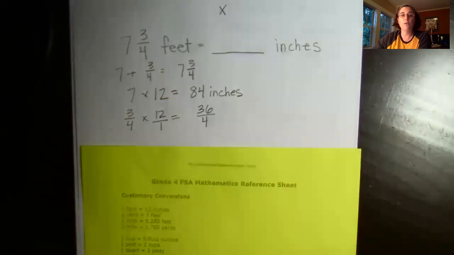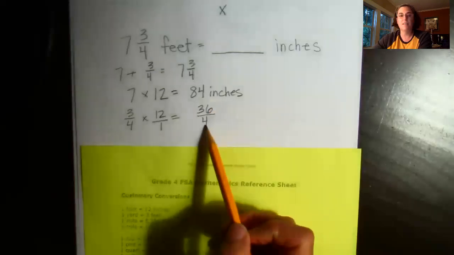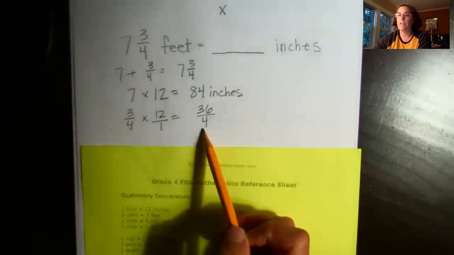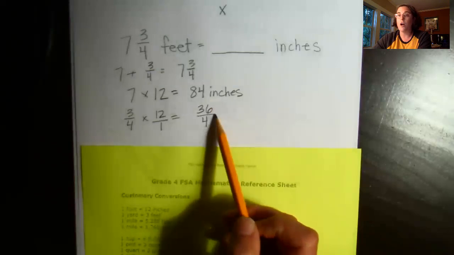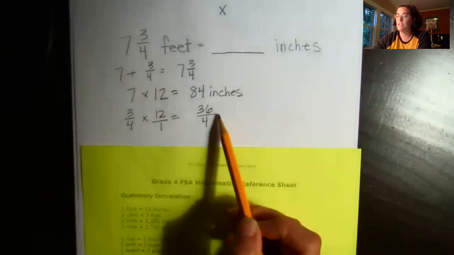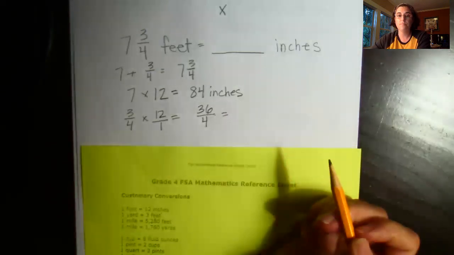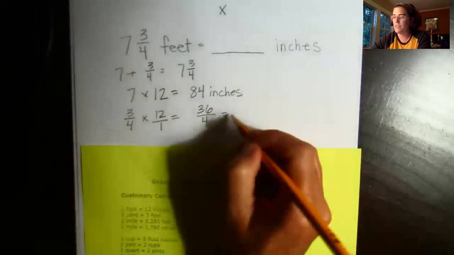Now we need to be able to add 84 inches plus this. But this isn't a whole number. Now I need to remember everything I know about fractions. This fraction bar can also be a division sign. 36 divided by 4. 36 divided by 4 equals, if you said 9, you were right.